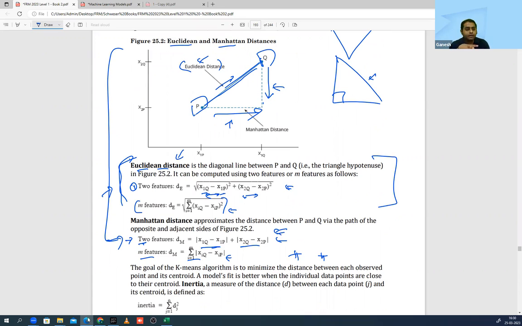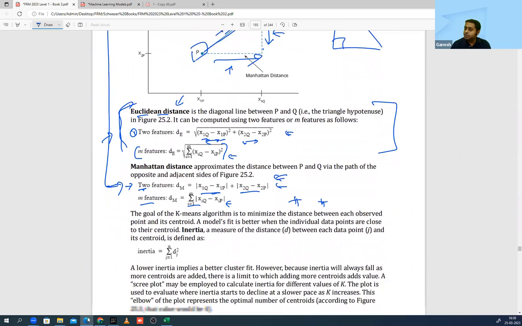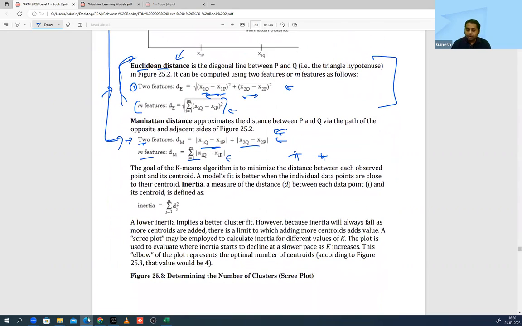All good. I'm moving ahead. I am assuming everybody online has also been able to read this section, right? Now, we are finding something interesting over here. Inertia. Why is inertia needed?